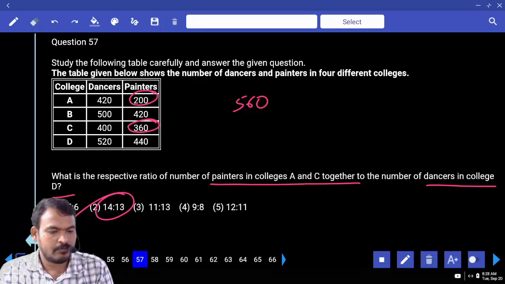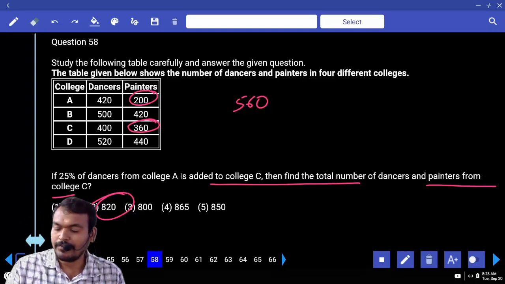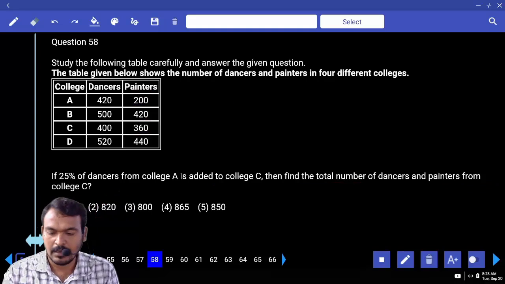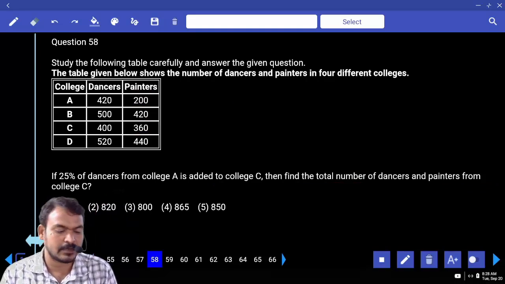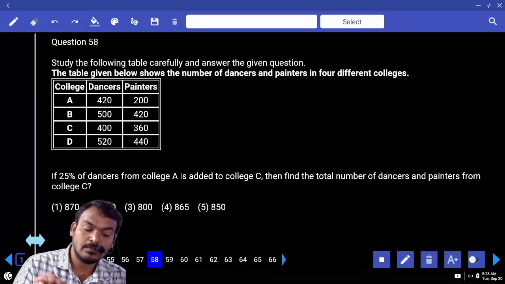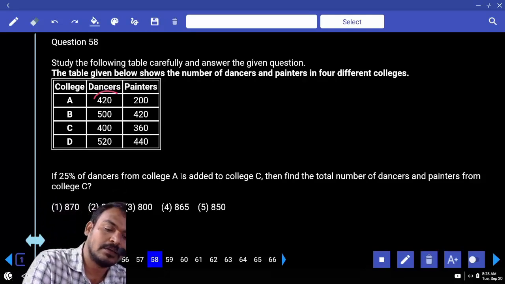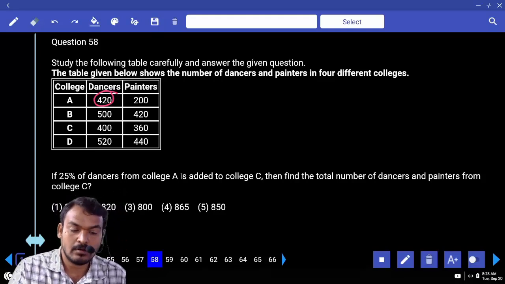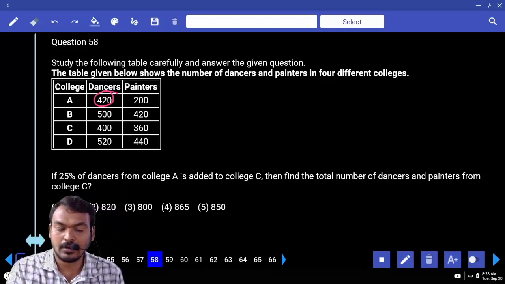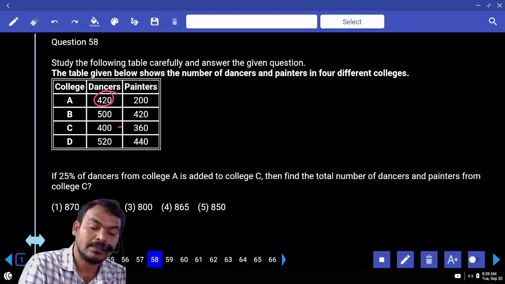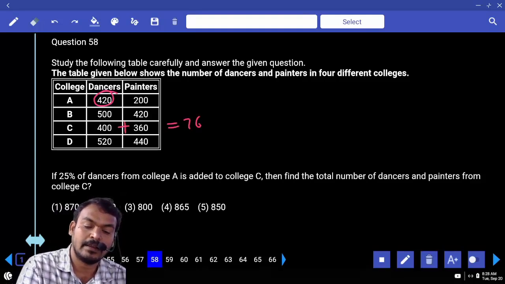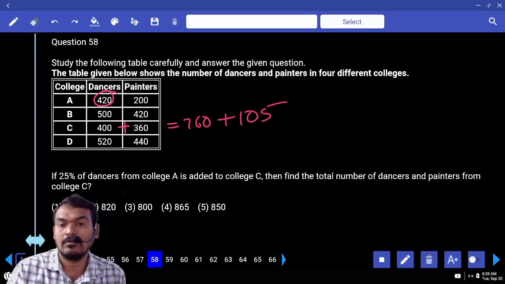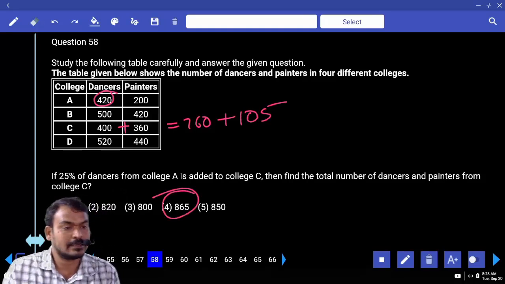Next question number 58. If 25% of the dancers from college A is added to college C, find the total number of dancers and painters from college C. Out of the dancers from college A, what are the college A dancers? 420. In the 25%, 105. That 105 is added to which one? C value, or not? Already C value total how much? 760. 760 plus how much value are you adding? 105. What is the answer? 865.